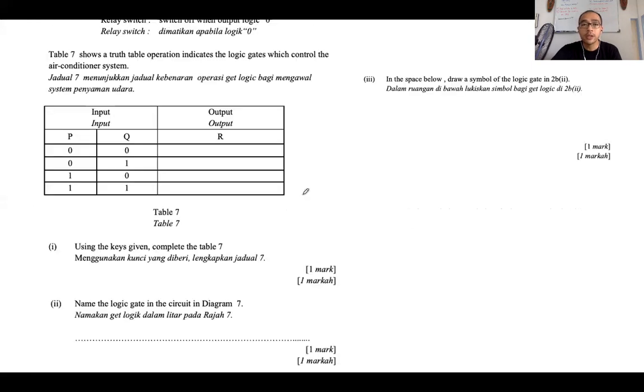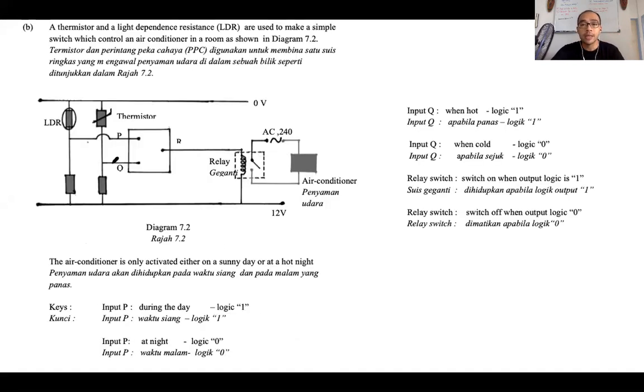So the question will usually be this: using the keys given, complete the table, 0 0, 0 1, 1 0, 1 1. We don't know what gate it is yet, but it says like this. We need to see: this logic is 1, this logic is 1, then this will be turned on. Logic 0 will be turned off. So let's consider the first situation. Here 0, here 0. So 0 over here on the LDR is night, and 0 over here is hot. What do you think? The aircon will be on or not?